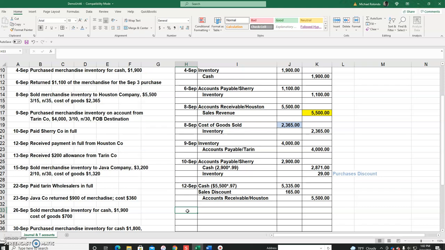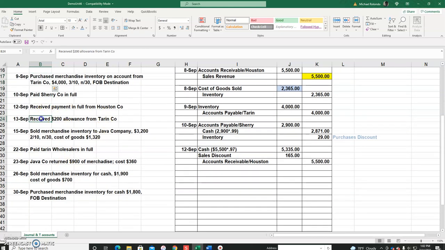Now on the 15th, it says we received a $200 allowance from Tearing Company. And if we go back to Tearing Company, we'll see that we purchased merchandise inventory from them on the 9th. So if we got an allowance, that simply means that they're giving us $200 off the bill for some reason. We don't know why. We're not returning any merchandise, so maybe there was defective merchandise, whatever the case may be. But if they're going to reduce it from our bill, we're going to debit accounts payable, right? Because we don't owe them that anymore. And we're going to credit inventory.